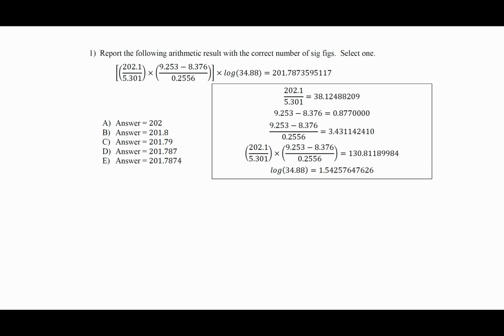Review of the Chem 7L Spring 2020 midterm. Okay. Report the following arithmetic results with the correct number of sig figs. Select one. Okay, so let's look at what we're doing.